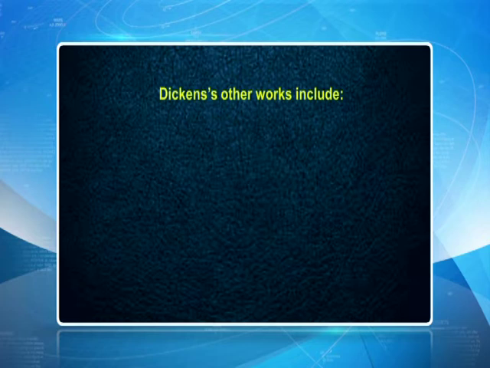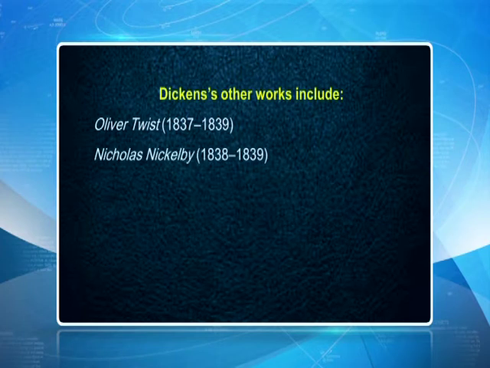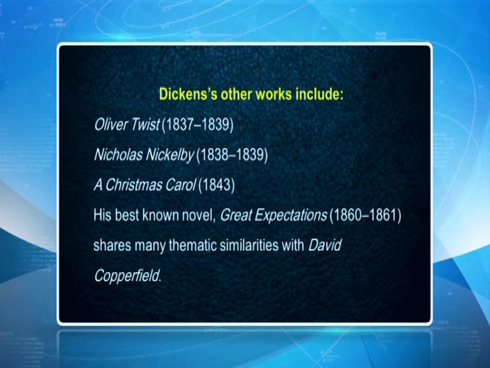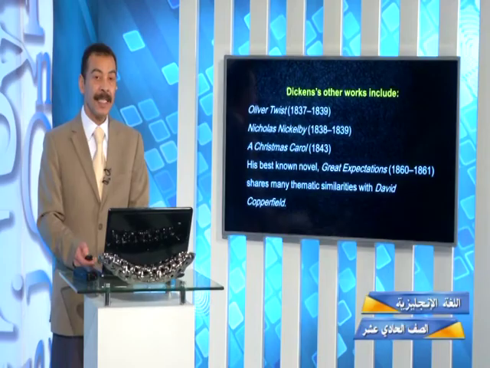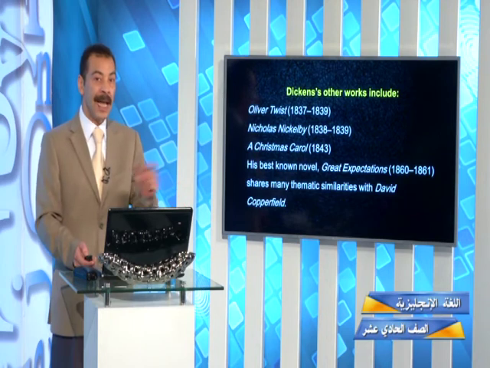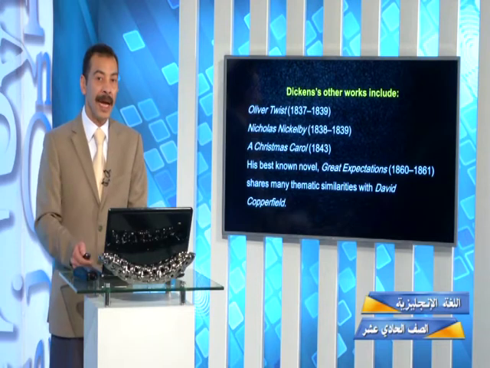Let's also talk about Charles Dickens's other works, which include Oliver Twist, and some of you may be familiar with this novel, and it was filmed many times. And we have Nicholas Nickleby and A Christmas Carol, and his best well-known novel was Great Expectations, which shares many thematic similarities with David Copperfield. That is, if you read Great Expectations and David Copperfield, you will find some similarities, that is, things which look alike.